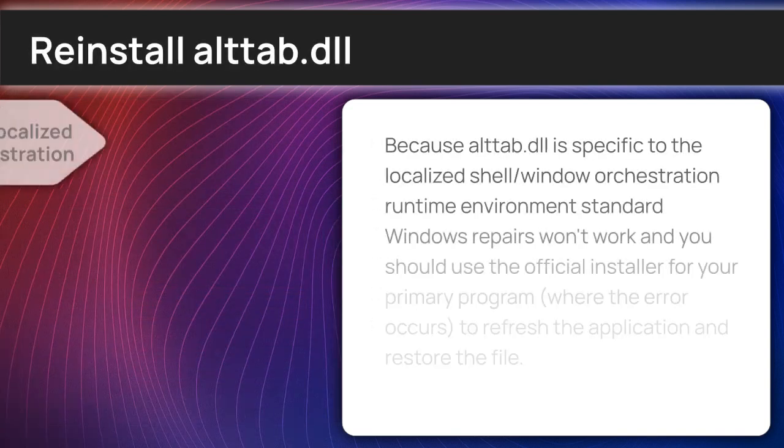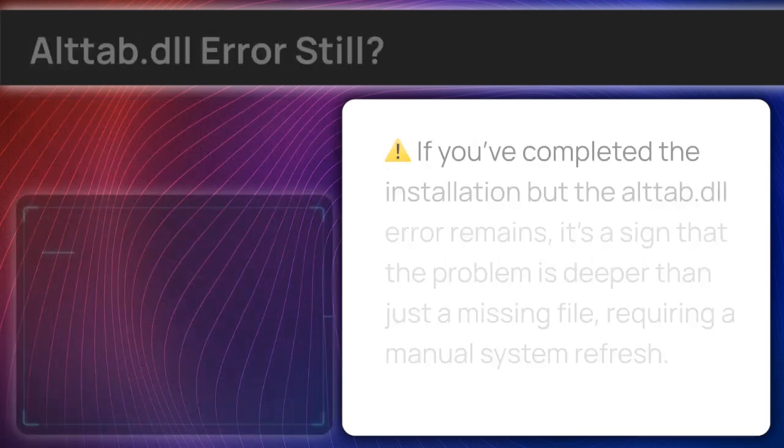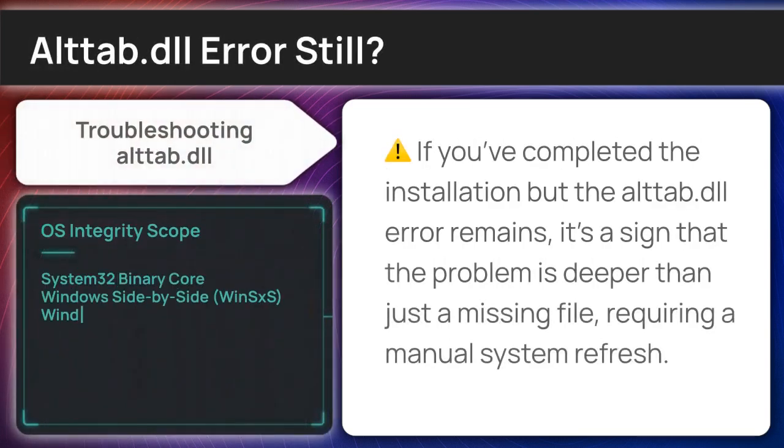Because Alttab module DLL is specific to the localized shell/window orchestration runtime environment standard, Windows repairs won't work, and you should use the official installer for your primary program where the error occurs to refresh the application and restore the file. Should the file remain missing after a reinstall, we need to ensure that the operating system is forced to re-index its shared library paths.